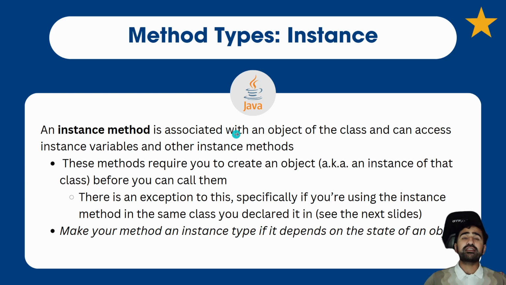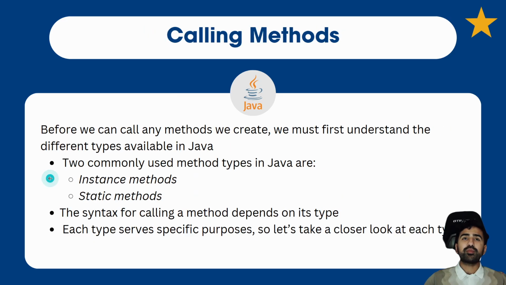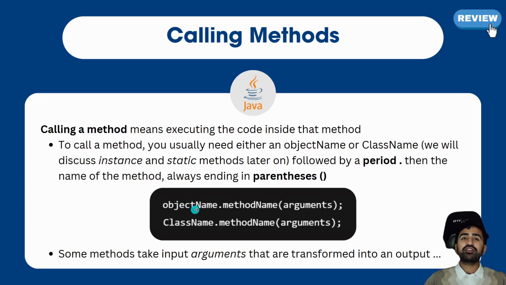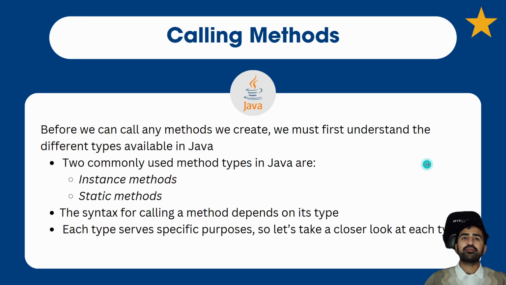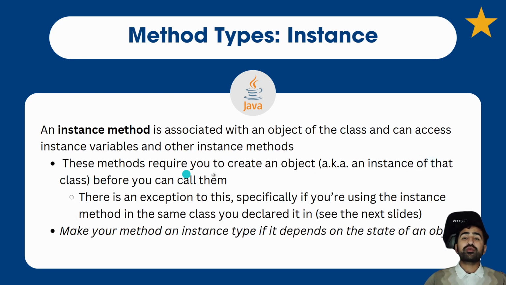So what is an instance method? It's a method that's associated with an object of the class. So remember, instance methods, you actually have to have an object before you call it. These methods require you to create an object, aka an instance of that class, before you can call them.